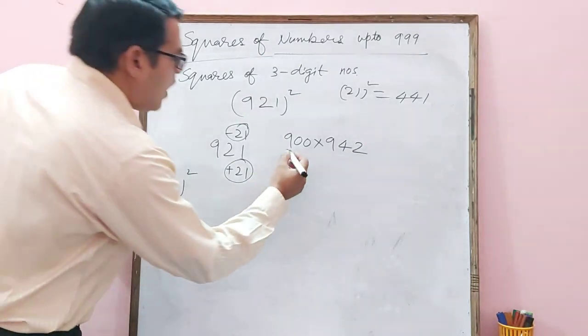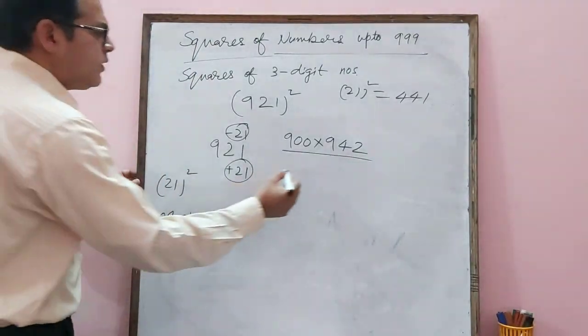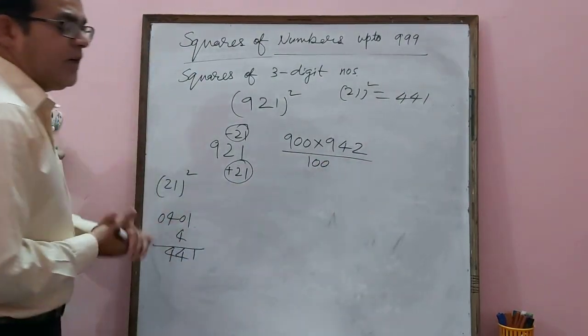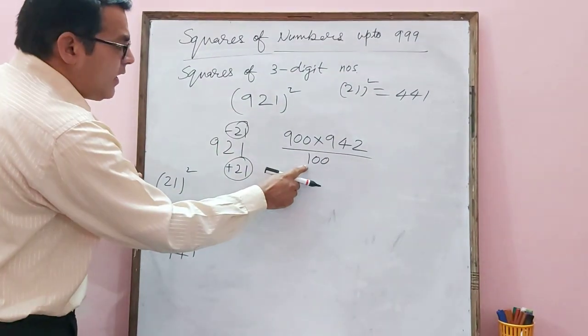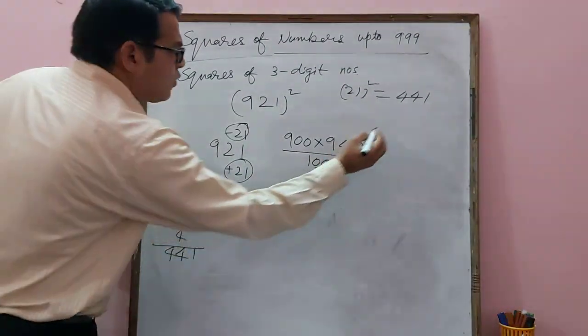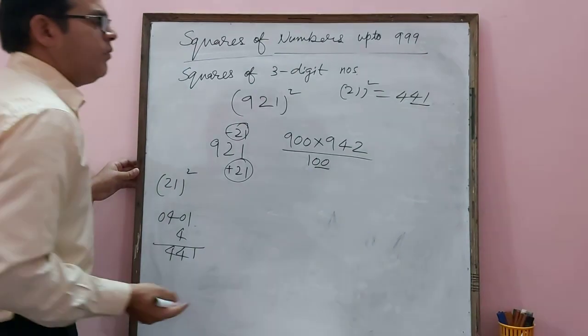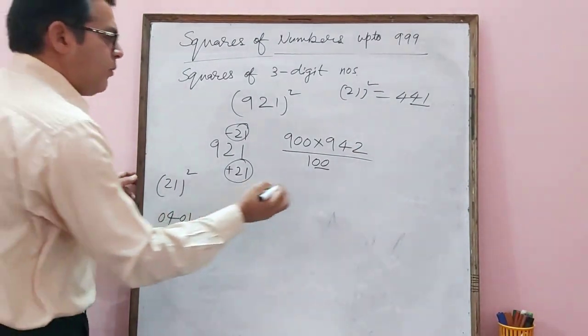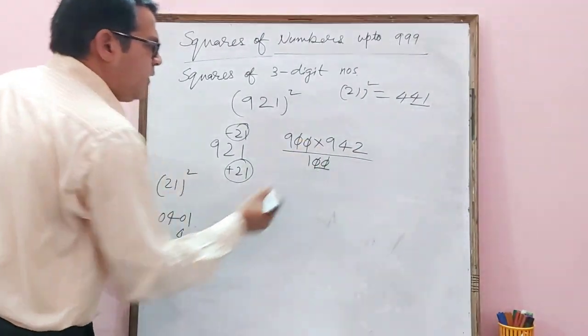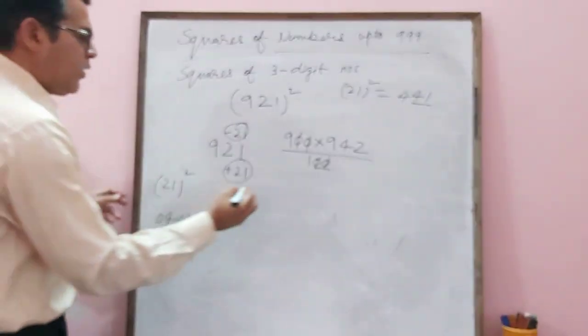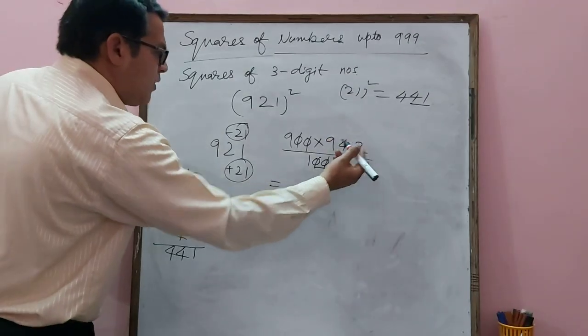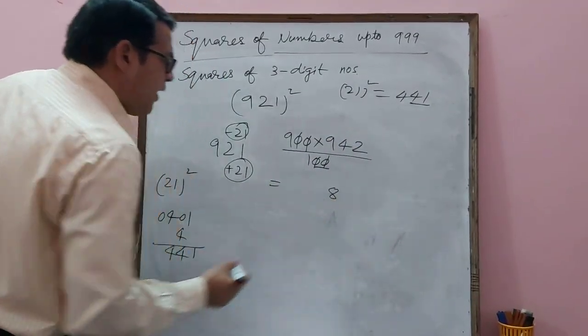Right? So how to remove these zeros now? By dividing by 100. Since 100 has 2 zeros, we will use 2 digits from the square of 21. This is very important. Now we can remove the zeros, and what we have here, multiply this 9 with 2, 8 we have here.